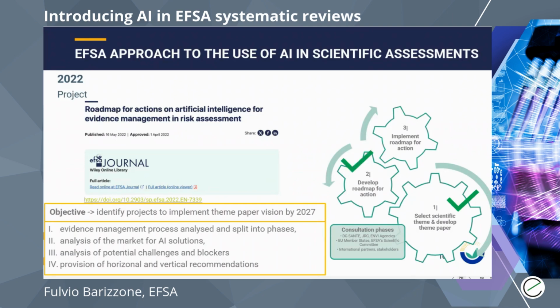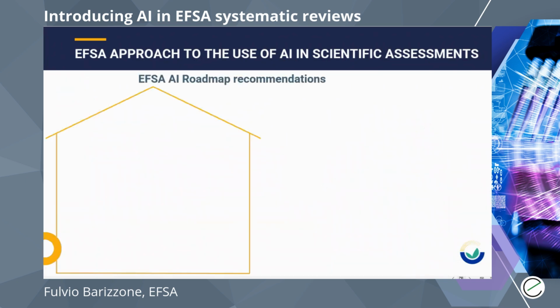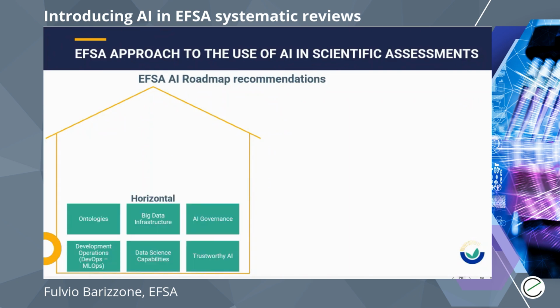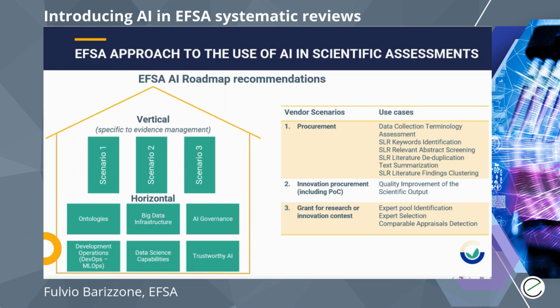So if we look at that, and if you look at this like building a house where you can use AI in the organization, we had two types of recommendations. The horizontal one that allows the operation of AI in the organization, and the vertical one that are specific to evidence management, and they were split into different scenarios on the basis of vendor scenarios.